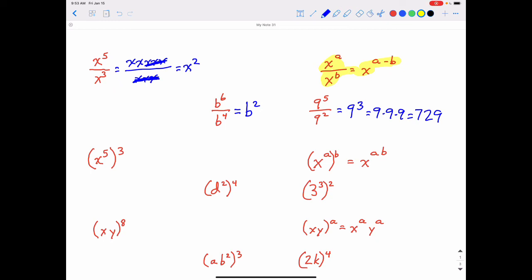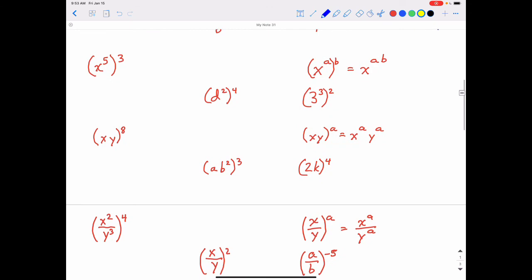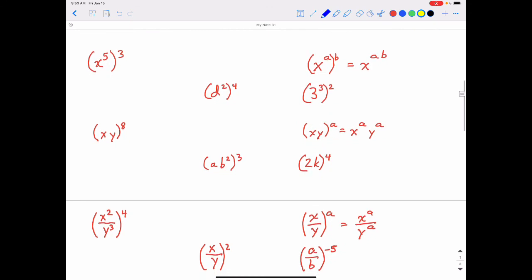The next one is called power of power. It's x to the 5th to the 3rd power. So what does that literally mean? X to the 5th to the 3rd power would mean that you would have x to the 5th power times itself a total of 3 times.